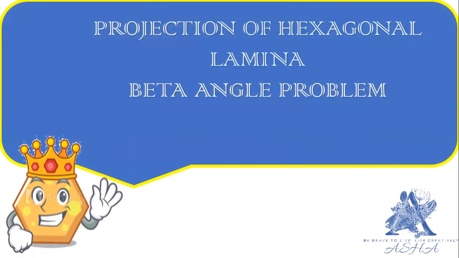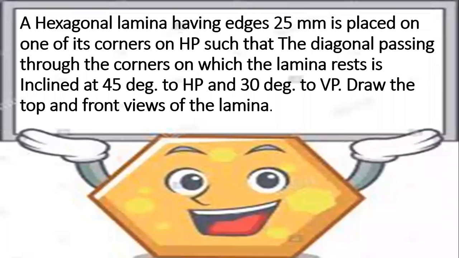Today I will be discussing projection of hexagonal lamina, beta angle problem. The problem goes like this: a hexagonal lamina having edges 25 mm is placed on one of its corners on HP such that the diagonal passing through the corners on which the lamina rests is inclined at 45° to HP and 30° to VP. Draw the top and front views of the lamina.